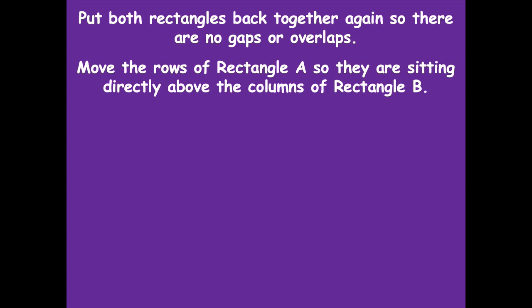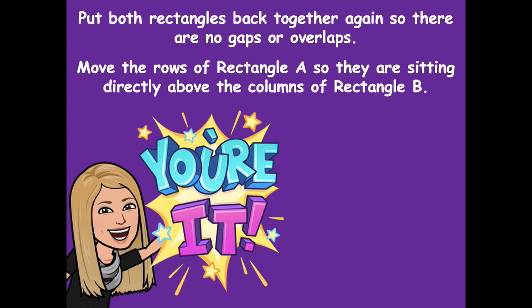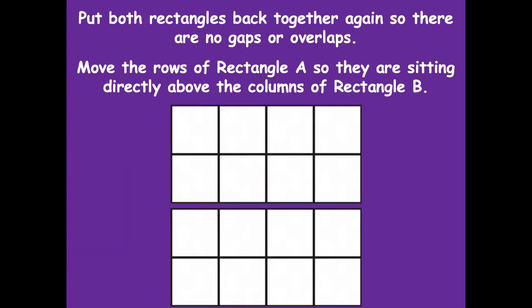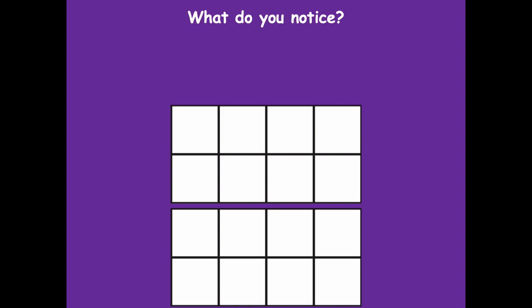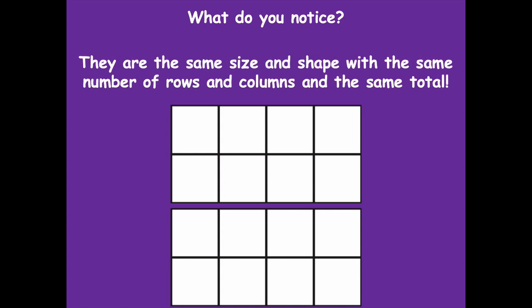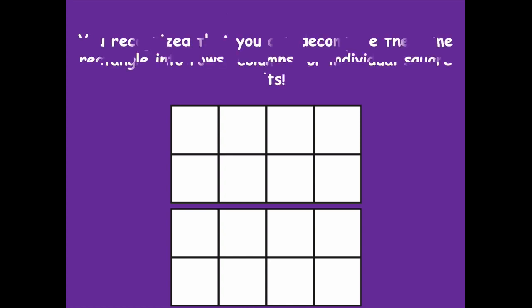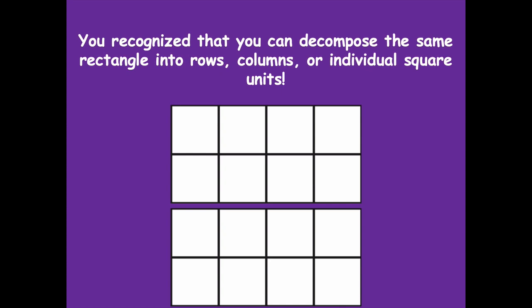All right. So if we put both rectangles back together again, so there's no gaps, go ahead and do that. Then you're going to move the rows of rectangle A so they're sitting directly above the columns of rectangle B. So pause the video, do that, and then click play when you're ready for the next step. All right, friends. So here's what you should have. All right, so what do you notice about these? Well, they're the same size and shape with the same number of rows and columns and the same total. Whoa, pretty cool. You guys recognize that you can decompose the same rectangle into rows, columns, or individual units, so individual squares.